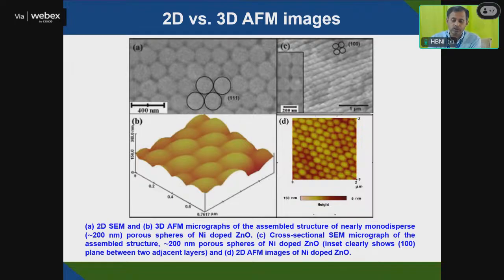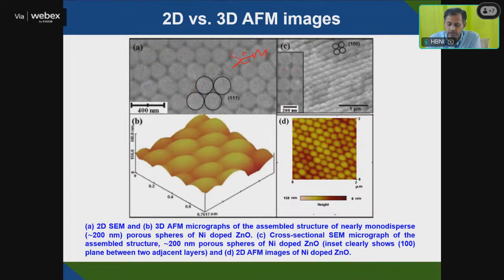You can also get a 2D versus 3D image. You can see, in case of this SEM image, this is the top surface and this is the fractured surface. You can see here the hexagonal arrangement of atoms, how the atoms are hexagonally arranged.